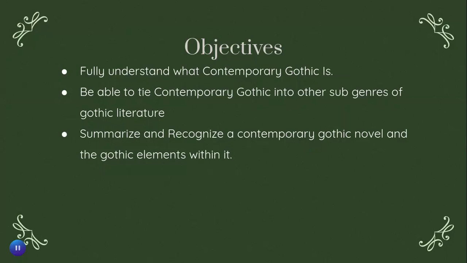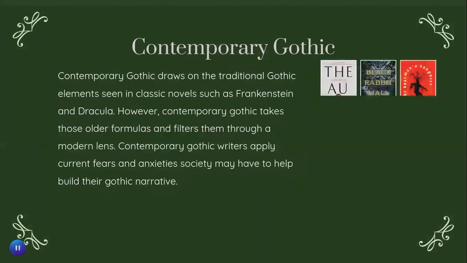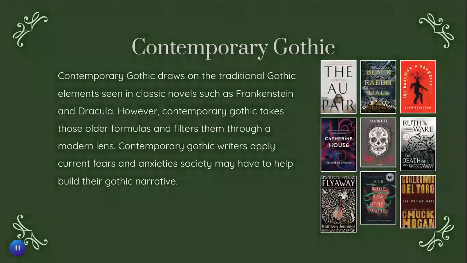So, our objectives for my presentation today are to fully understand what contemporary Gothic is, be able to tie contemporary Gothic into other subgenres of Gothic literature, and summarize and recognize a contemporary Gothic novel and the Gothic elements within it. So, contemporary Gothic draws on the traditional Gothic elements seen in classical novels such as Frankenstein and Dracula. However, contemporary Gothic takes these older formulas and filters them through a modern lens so the reader nowadays can relate to it more than a novel written back in the 1700s.